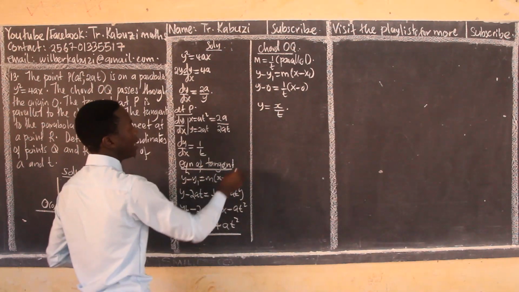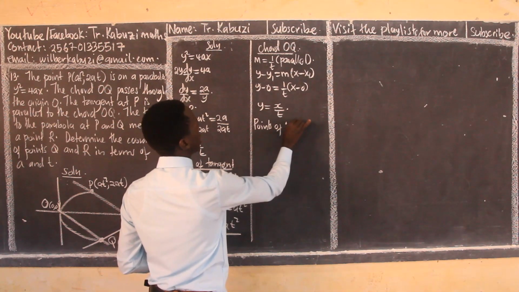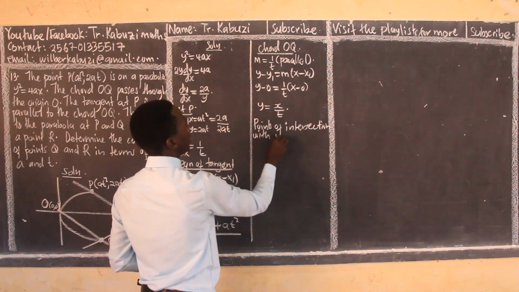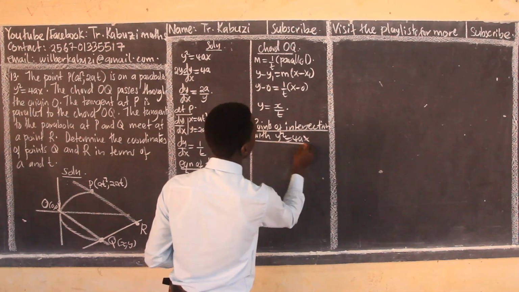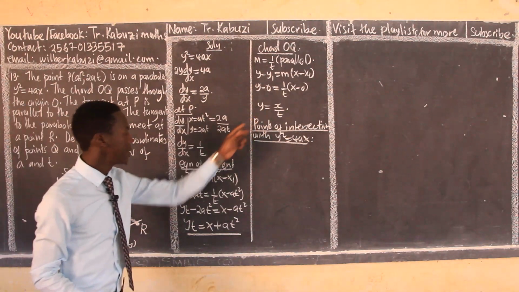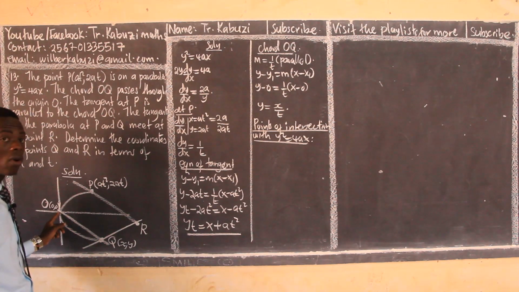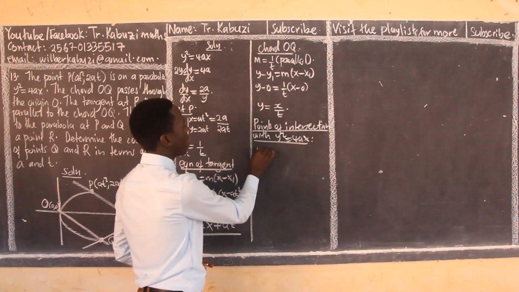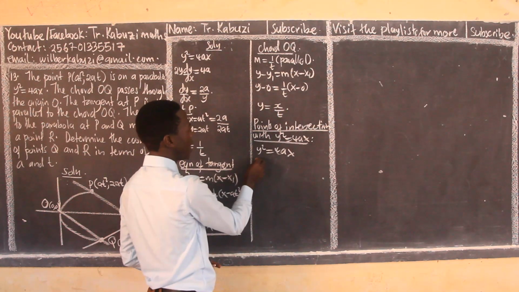Now, points of intersection with the curve y squared equals 4ax. Why am I looking for the points of intersection? Because you see that this line OQ intersects the curve y squared equals 4ax at this point Q, but we know the origin. We need to get now these coordinates. Now from there, my y squared equals 4ax is going to be satisfied by this line if they are to intersect.